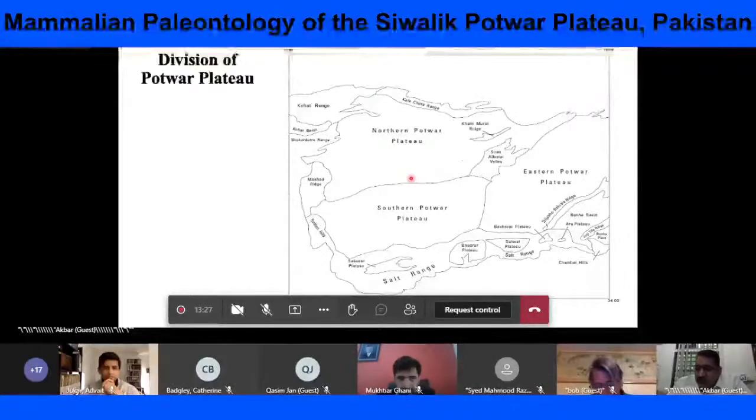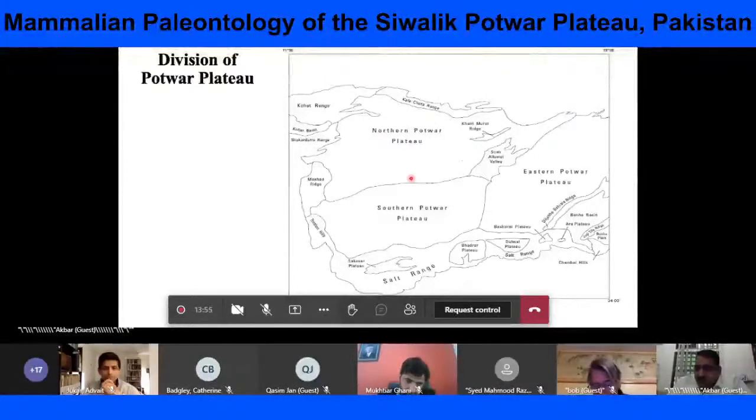Among the explored areas, the northern part includes the Dhok Pathan and Khaur areas. Southern one includes Nagri, Chinji, Kanhati, and western side include the Hasnot, Kotalkund, Marhal of the Jhelum district. And eastern side include the eastern side of the Jhelum district, including Rohtas and surrounding areas.